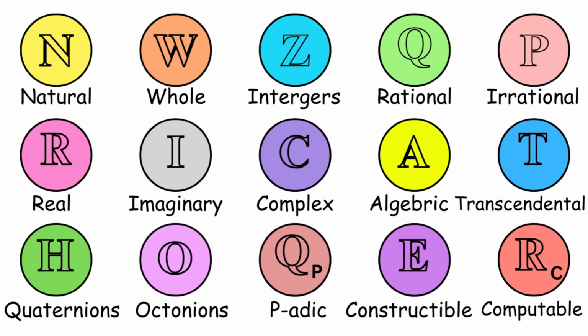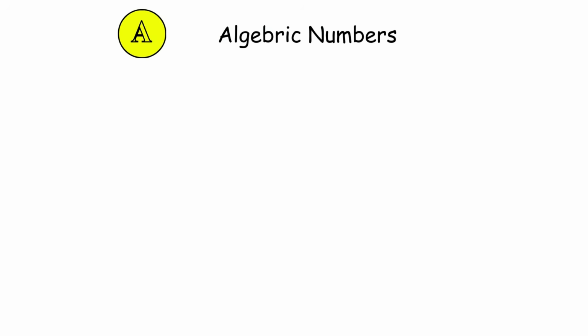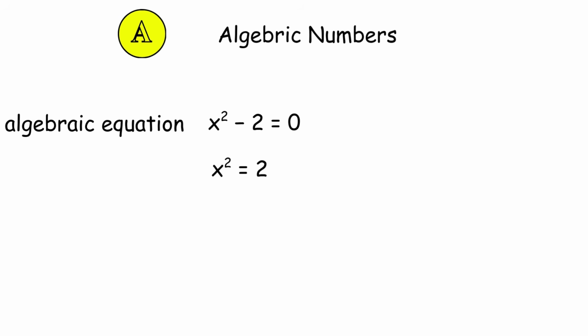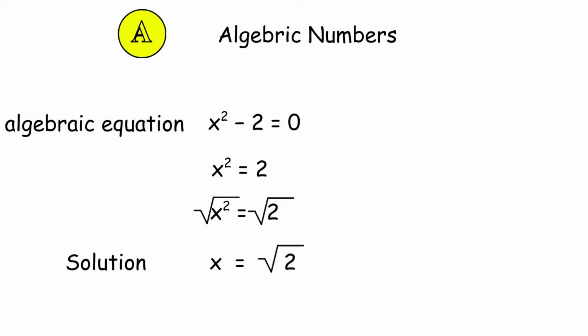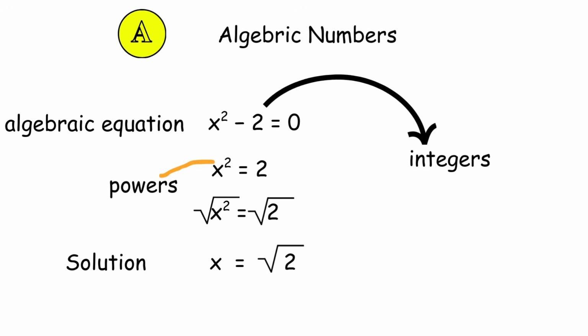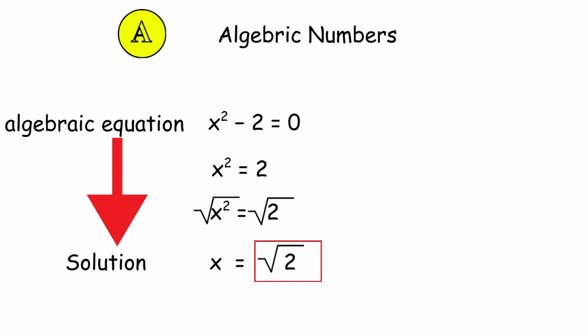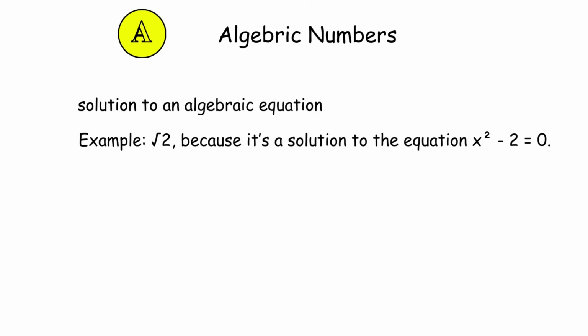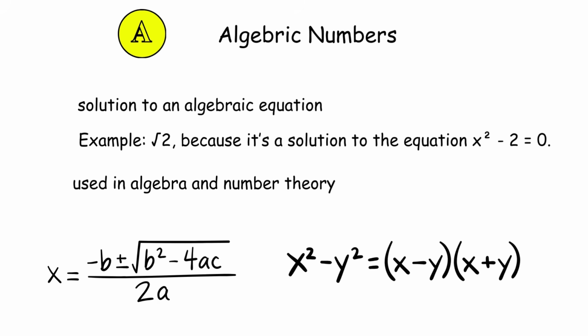in mathematics. Algebraic numbers. Algebraic numbers are numbers that can be the solution to an algebraic equation. These are equations that involve integers and powers. In simpler terms, an algebraic number is a number that comes from solving an equation, where the coefficients are integers. Example: the square root of 2, because it's a solution to the equation x squared minus 2 equals 0. Algebraic numbers are important in algebra and number theory, as they help define the solutions to many polynomial equations.